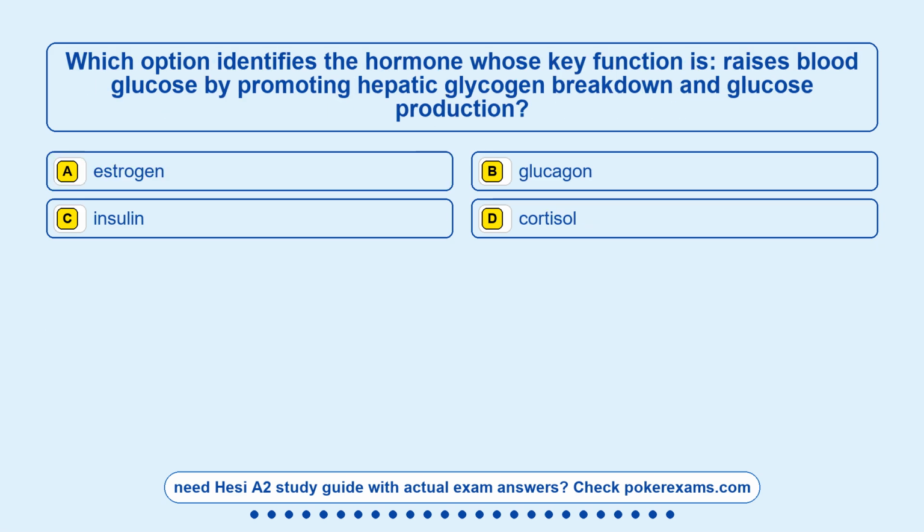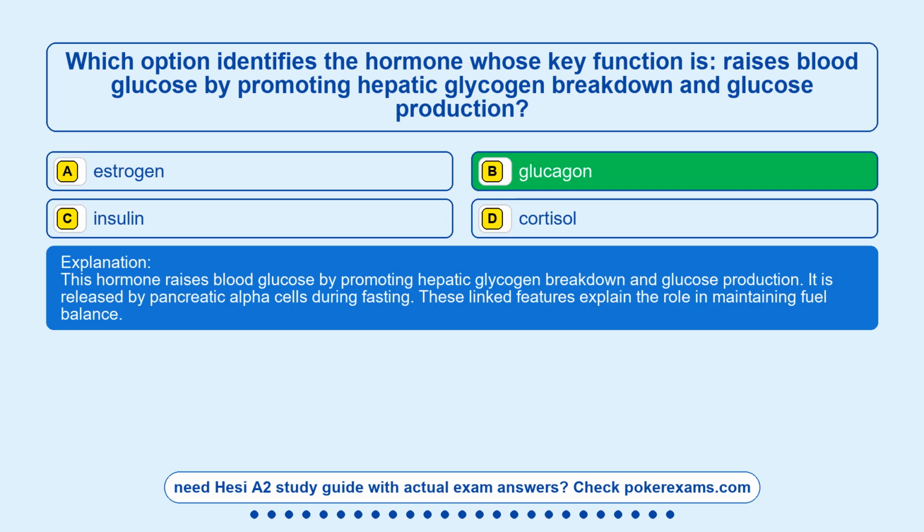Question 13. Which option identifies the hormone whose key function is, raises blood glucose by promoting hepatic glycogen breakdown and glucose production? Option A, estrogen. Option B, glucagon. Option C, insulin. Option D, cortisol. The correct answer is option B, glucagon.